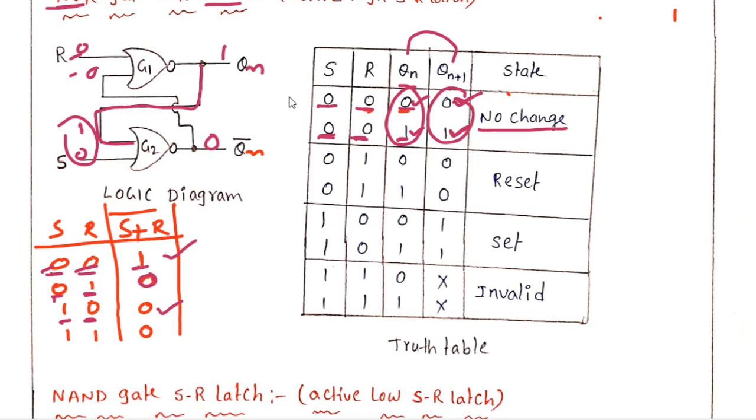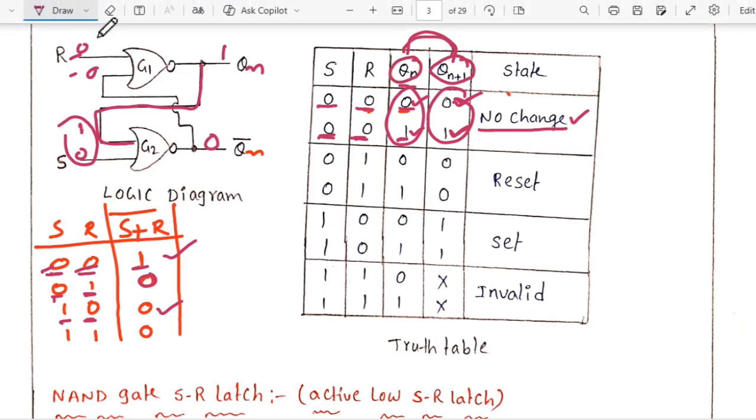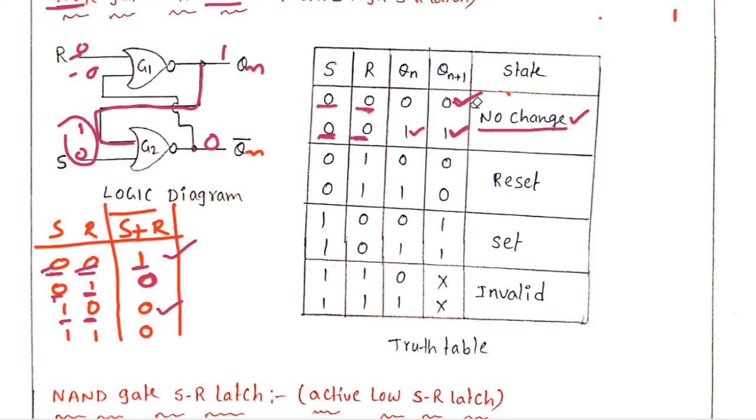The present output, the next state output, is the same as the previous state output, or past output. That's why this state is called the no change state. No change means the present state and previous state are both the same, no change in that. Let us take another example here and we'll understand.